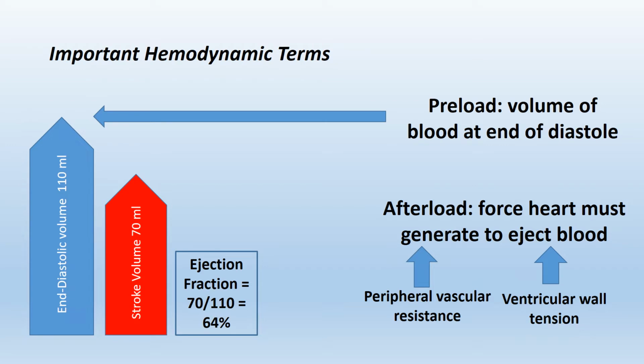Afterload, which is the force that the contracting heart muscle must generate to eject blood from the filled ventricles. Afterload has two main components: peripheral or systemic vascular resistance, and that's the pressure caused by the systemic circulation. So in cases of hypertension, there's going to be an increased vascular resistance, which increases intraventricular pressure to open that aortic valve and eject blood. And this increased pressure equates to an increase in ventricular wall tension, which is the second component of afterload.